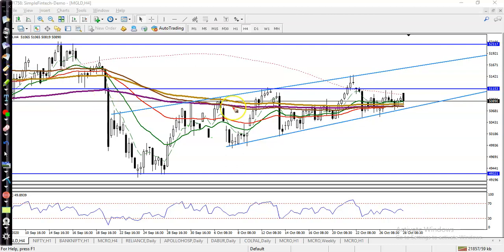All right, this is gold. As I discussed earlier, gold is still running in this range. So this is the actual market range. Now here they are running like that. All right, so this is the actual range, and we are expecting that price will hit this level of 51,600. 51,600, that is the upper boundary, you can say.